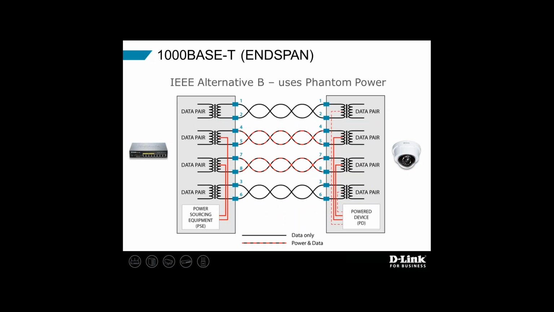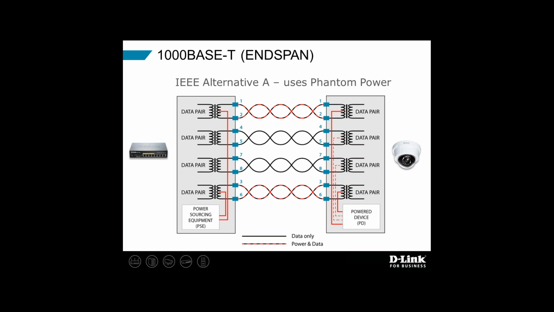Now when I shift into gigabit, remember that in gigabit, all 8 conductors, all 4 pairs, carry data. So in this case, with gigabit alternative B, I've got data on 1, 2, 3, 6 and 4, 5, 7, 8, and the power, using phantom power, is also on 4, 5 and 7, 8. And then it stands to reason, on my last slide here, gigabit alternative A: again, we've got data on all 4 pairs, and in this case, the power is riding using phantom power over 1, 2 and 3, 6.